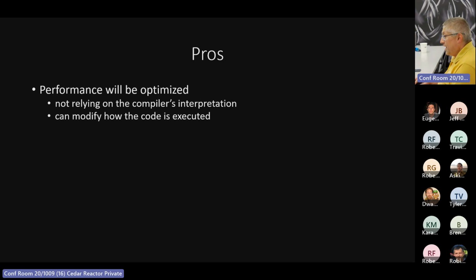You can modify how your code is executed. Again, like I said, if you don't want to use the CPU to do your particular operations, you want to use some other type of external processing unit, you can do that, or maybe you want an atomic lock-free queue. You can probably do something there that may be more efficient than what the compiler is giving to you.